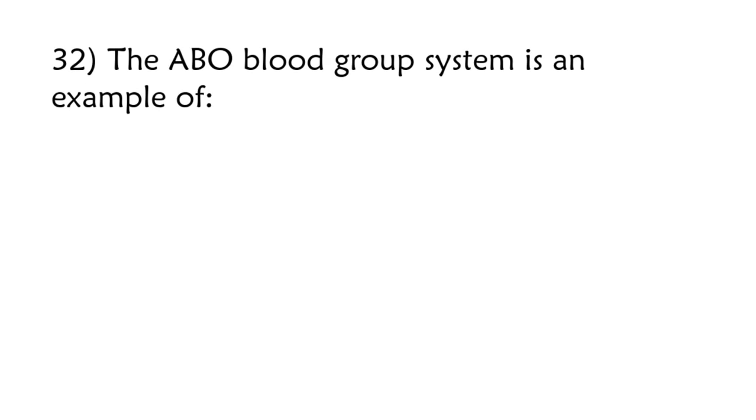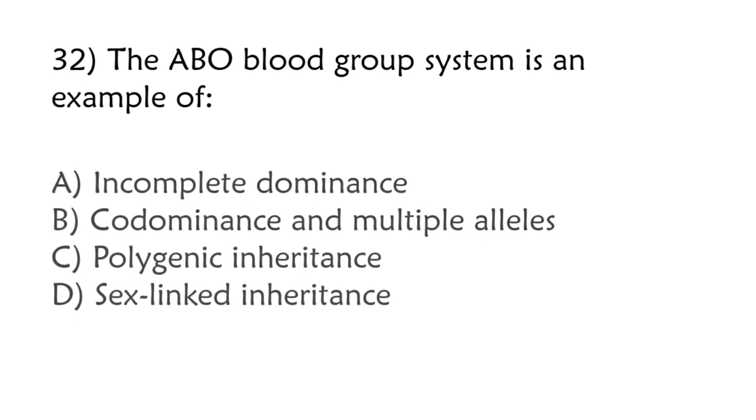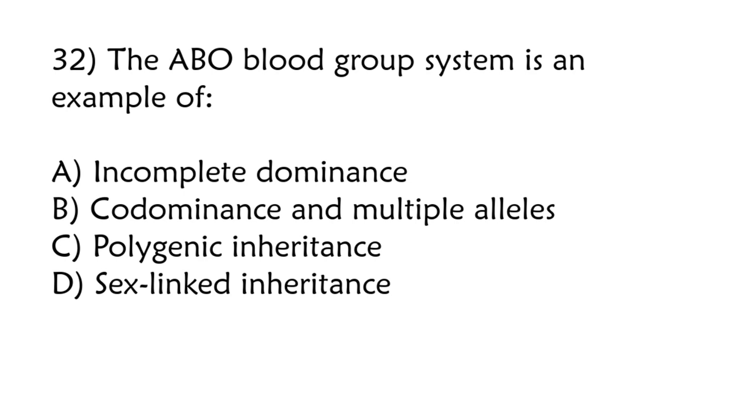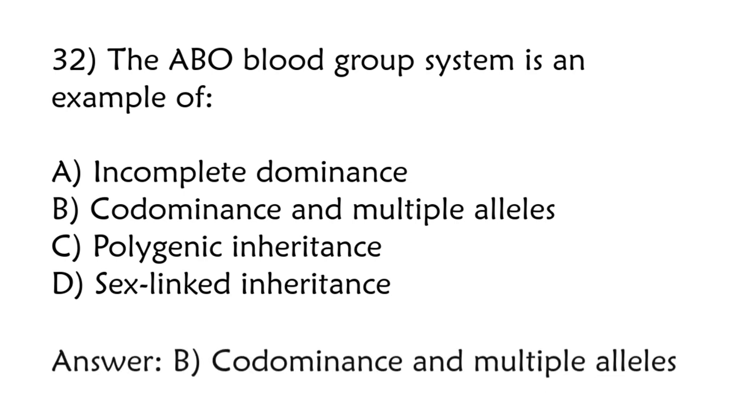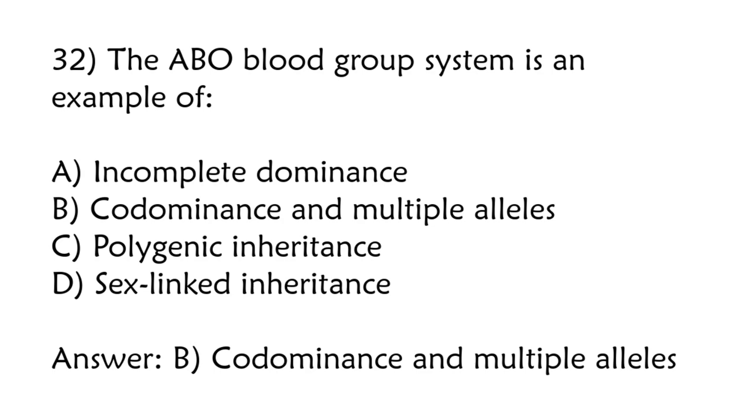The ABO blood group system is an example of incomplete dominance, codominance and multiple alleles, polygenic inheritance, sex-linked inheritance. Correct answer is option B, codominance and multiple alleles.